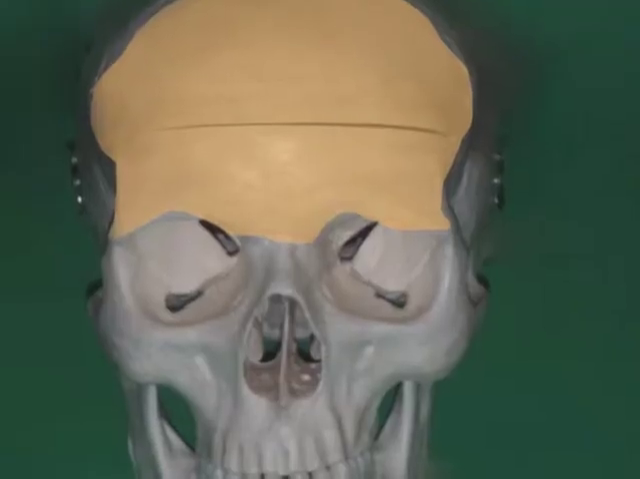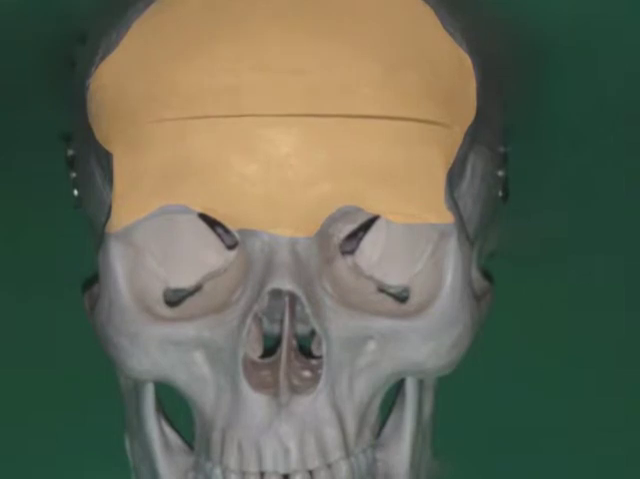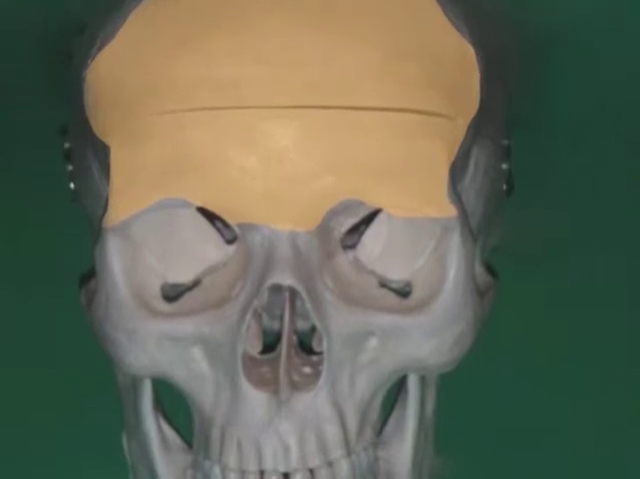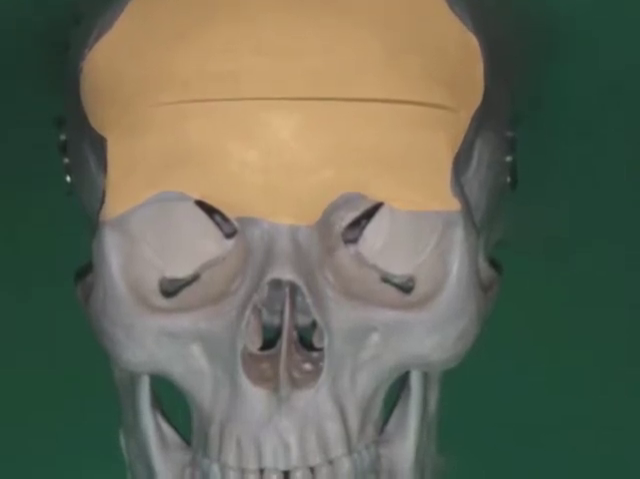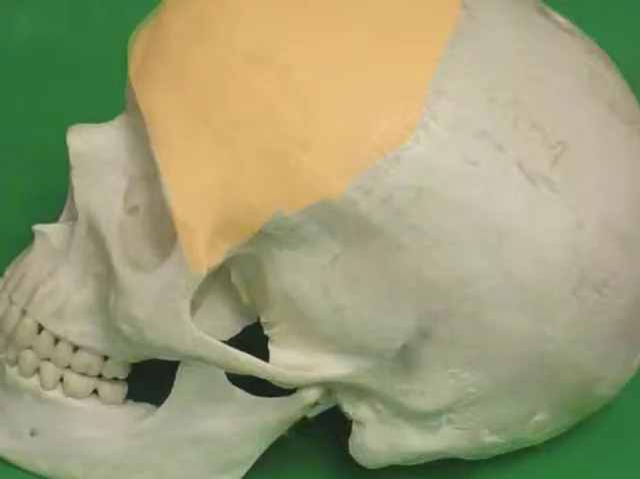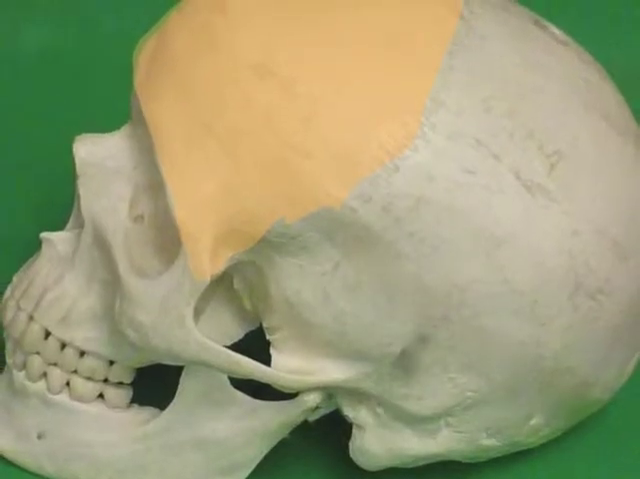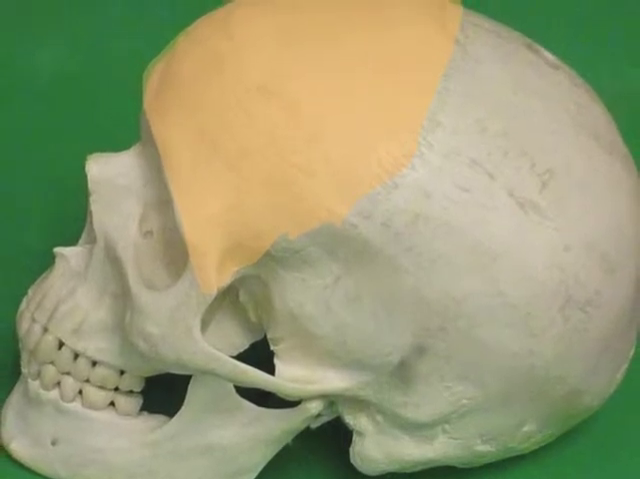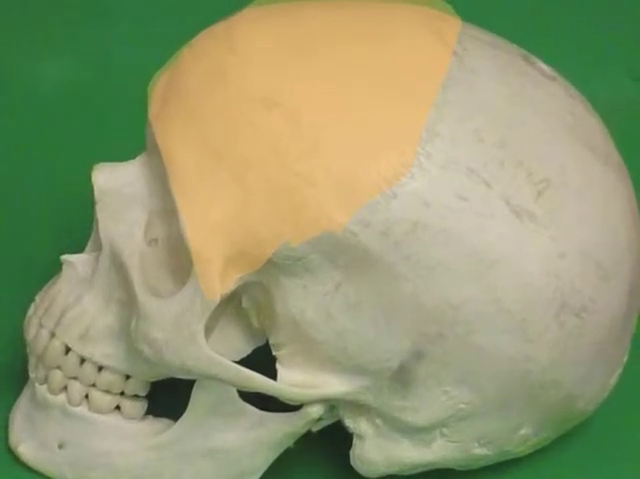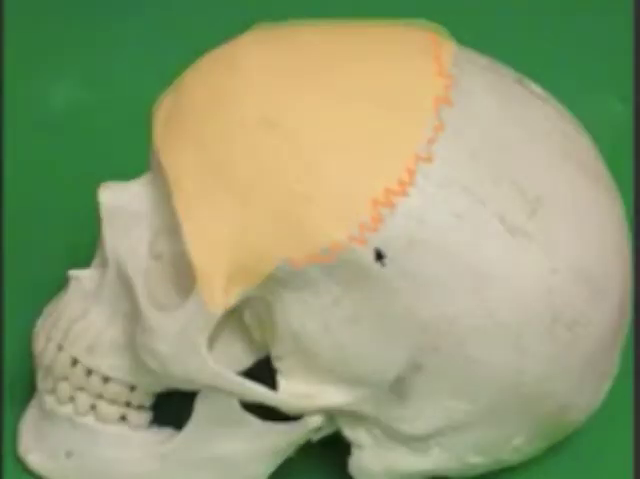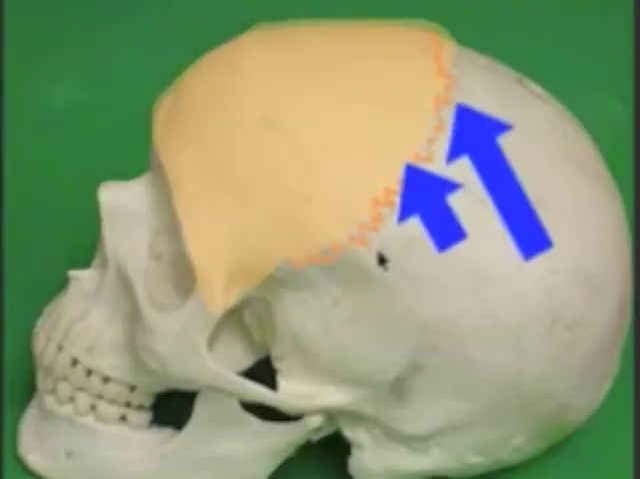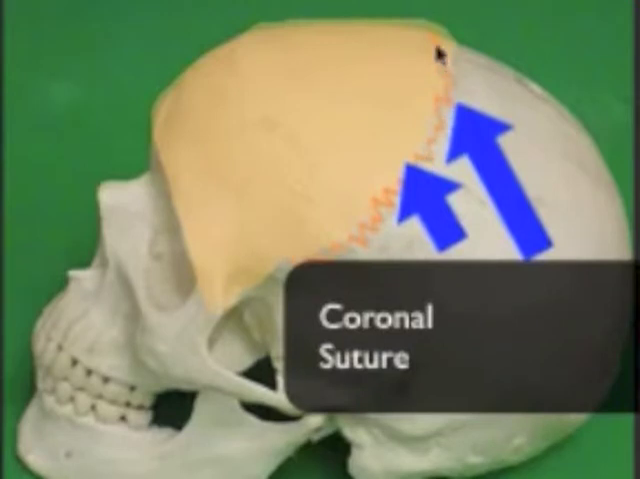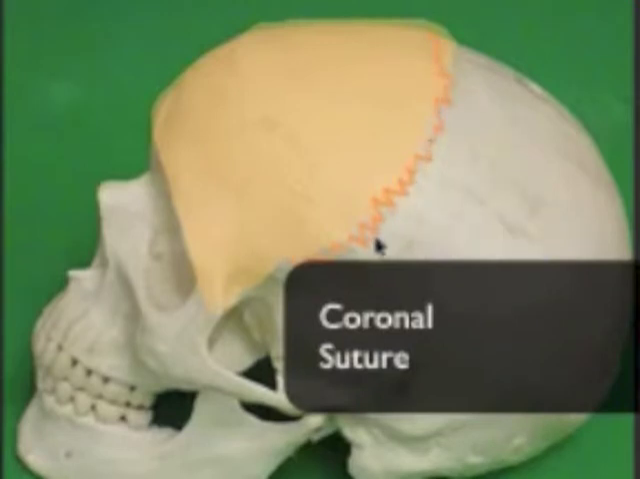Viewing the skull from this perspective is what we call an anterior view, and here we can see the frontal bone in an anterior view highlighted in orange. Turning the skull to face sideways is what we call a transverse view, and here we can see the frontal bone highlighted in orange. The posterior or rear boundary of the frontal bone is the coronal suture. The coronal suture also forms the anterior or front boundary of the parietal bones.